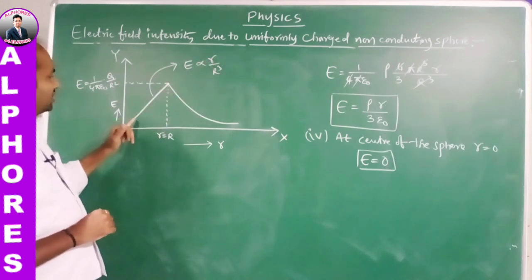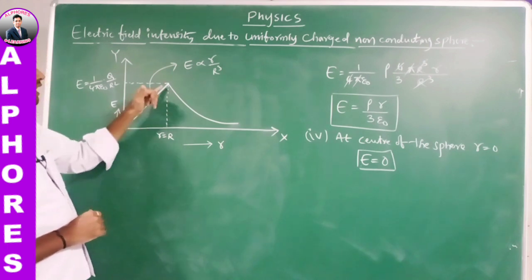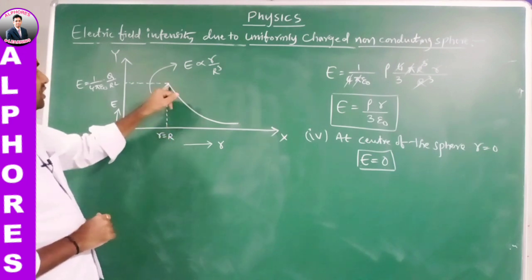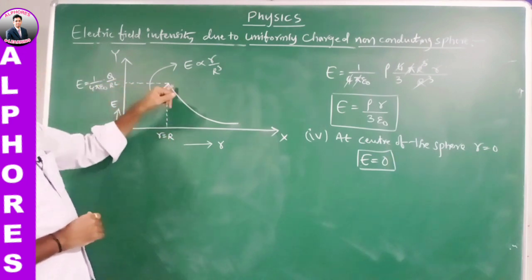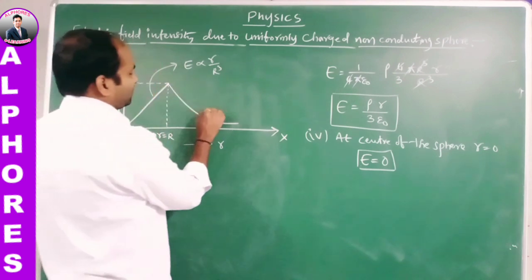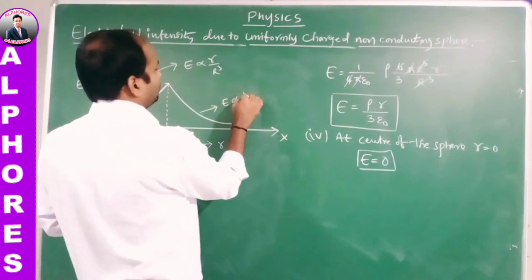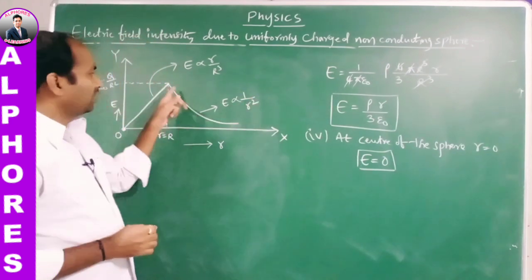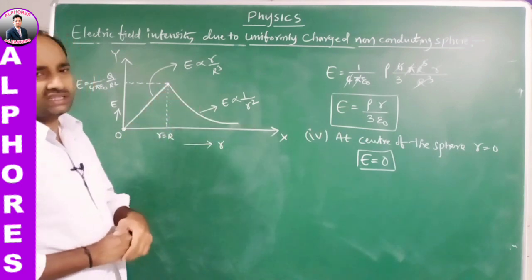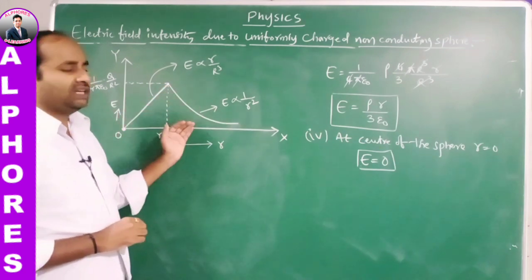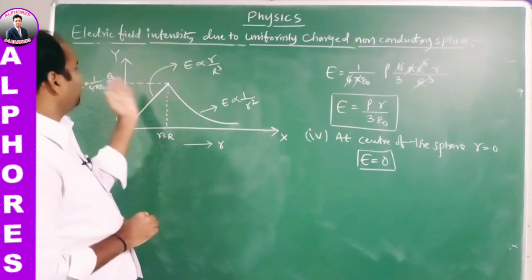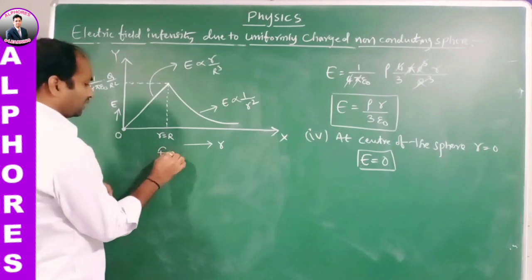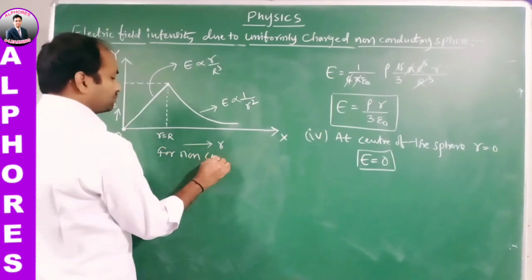When the r value increases, the electric field intensity also increases. When small r is equal to capital R, it reaches the peak stage, meaning the maximum value. Beyond that, the graph indicates E is proportional to 1 by r square. So when r increases, the electric field intensity decreases. So this is the expression for the variation of E, plotting a graph between E and r for a non-conducting sphere.